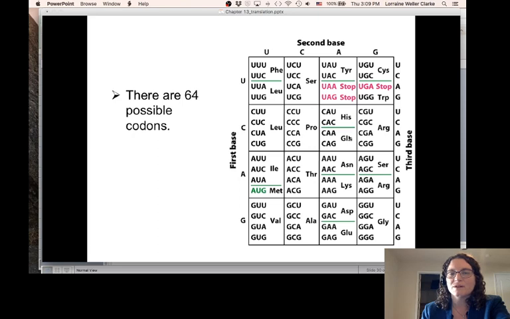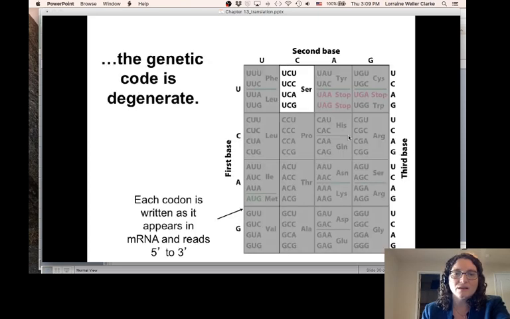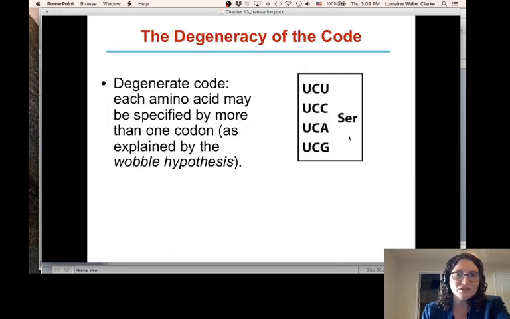64 possible codons. Again, you've gone through a lot of those. The genetic code is degenerate, meaning each amino acid may be specified by more than 1 codon. This is the wobble hypothesis. The first 2 are the most important. The last one is not as important. And this helps a little bit with how tRNA and mRNA interact.